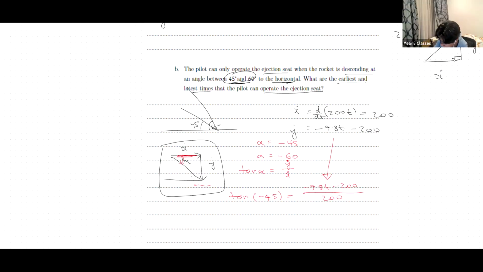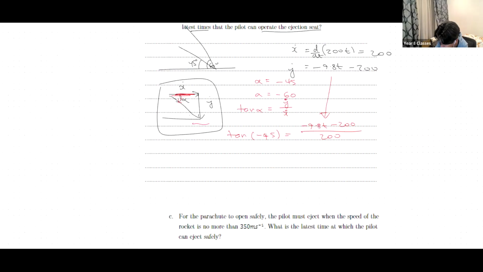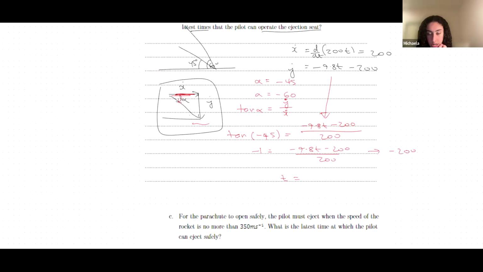Minus 1 equals minus 9.8 t minus 200 over 200. So if we rearrange that, what are we going to get for t? I'll let you solve that. Is it minus 9.8? Sorry, how did we get negative 200? When you differentiated, y dot ended up being negative 9.8 t minus... Oh yeah, it's positive, isn't it? Yeah, that changes. You're right.